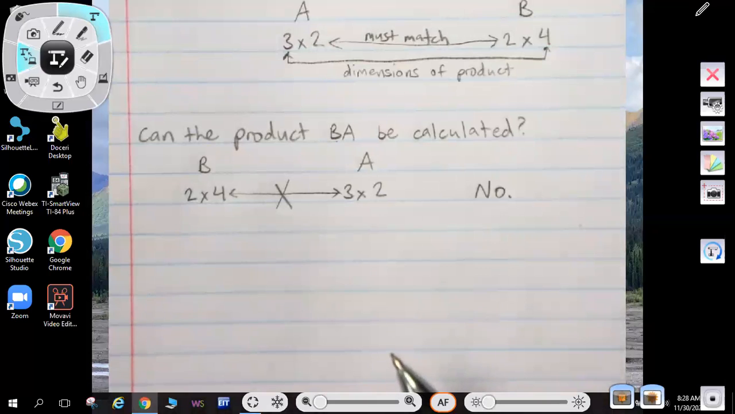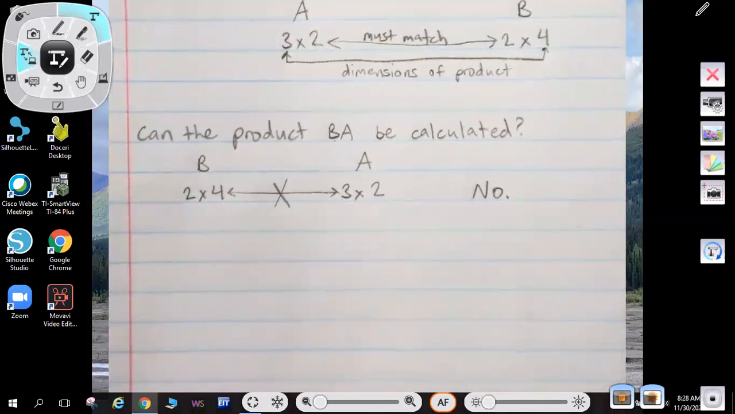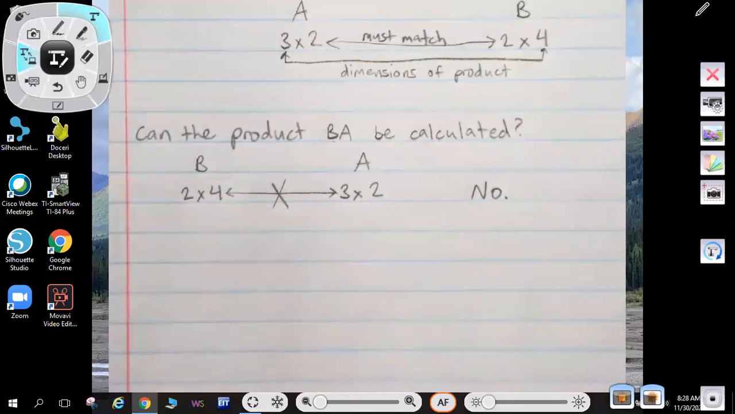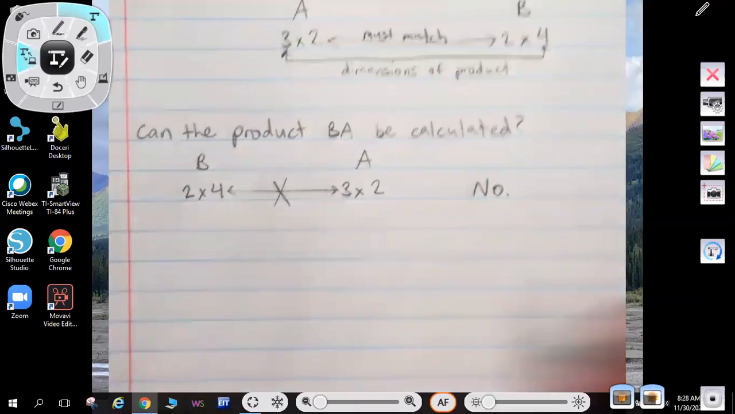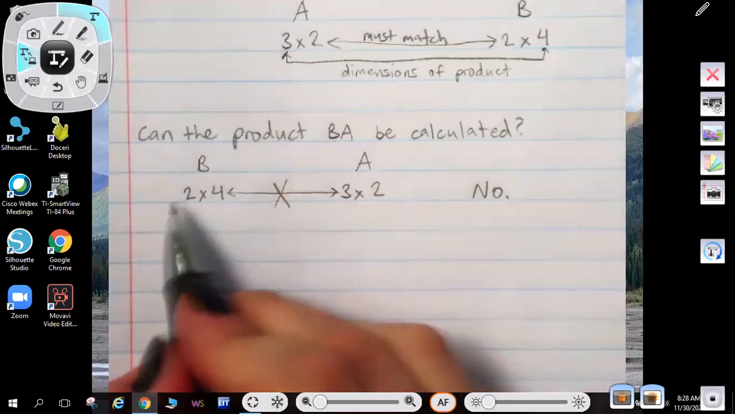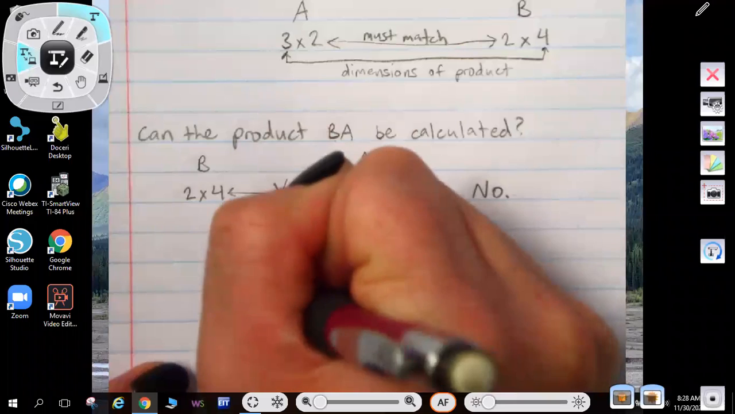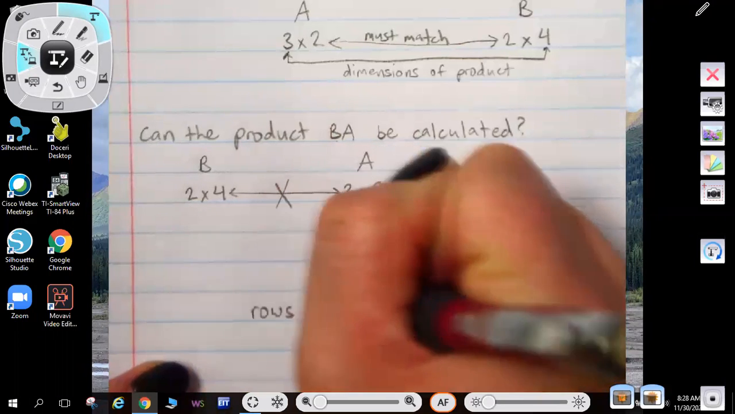Okay, I'm gonna try to shorthand this. Let me explain this to you guys. I'm not gonna make you write it all, but the way that we write dimensions of a matrix is rows times columns.